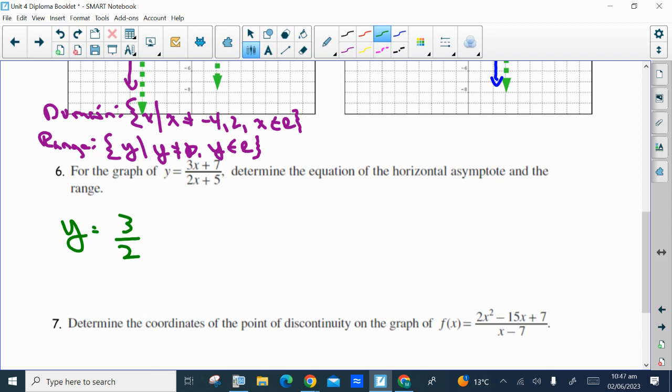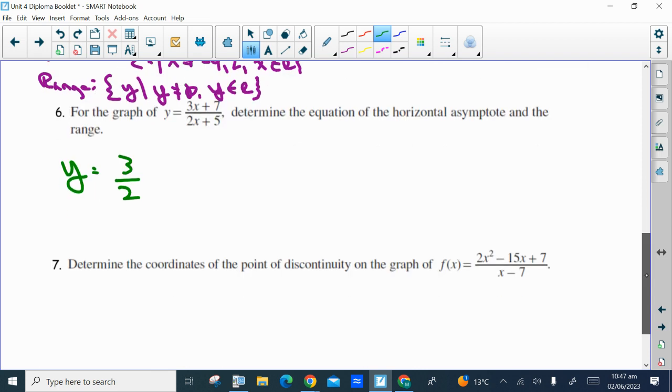When the degrees are the same, like this one, you just divide the coefficients of those highest power terms. And when the degree of the top is greater than the bottom, that's when we get a slant asymptote. And that's not part of the curriculum to know where that slant asymptote is. You don't have to know where it is, but you can use your graphing calculator to see what that graph looks like to help.